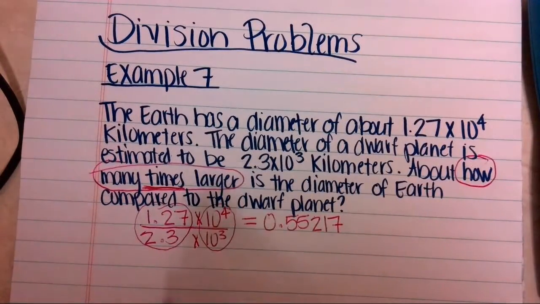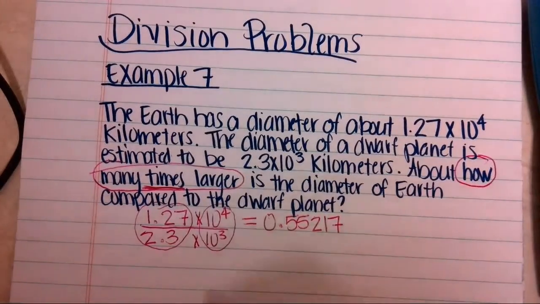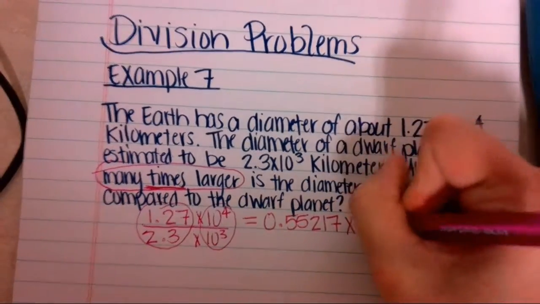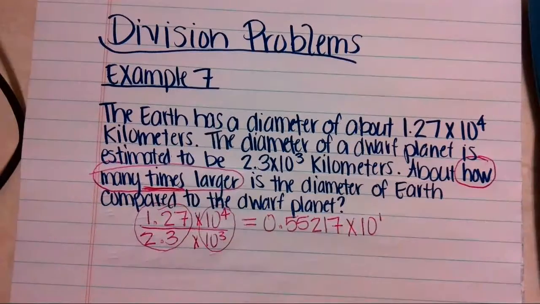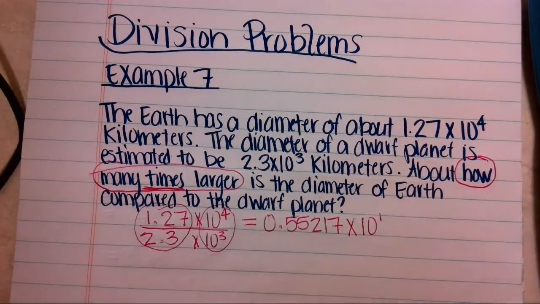This is our quotient rule from our exponent properties. So we have 10 to the 4th divided by 10 to the 3rd. So we move it up and we subtract, and we get times 10 to the 1st. We do have a small problem though. We are not quite in scientific notation.